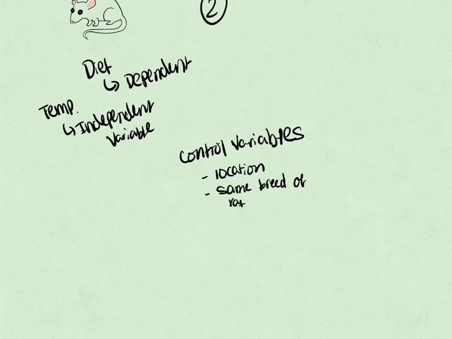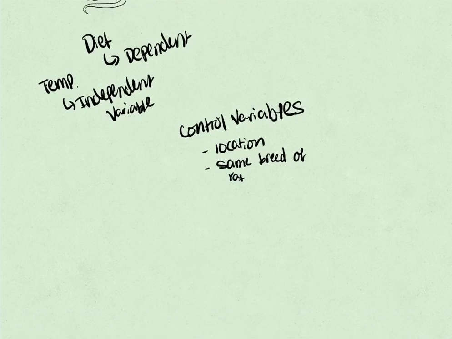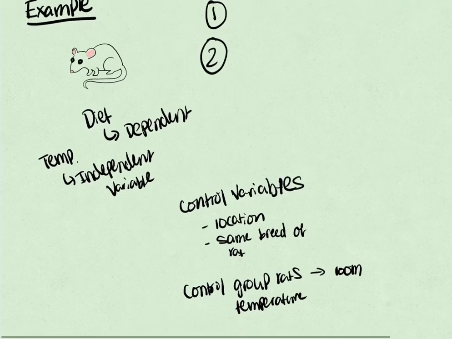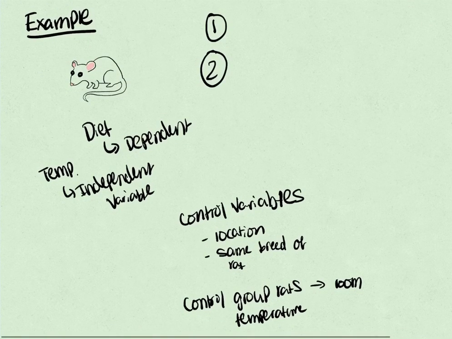So room temperature might be our control group. So control group rats will be at room temperature. Now, this will help us figure out if there was actually a change with the temperature affecting the rat's diet.